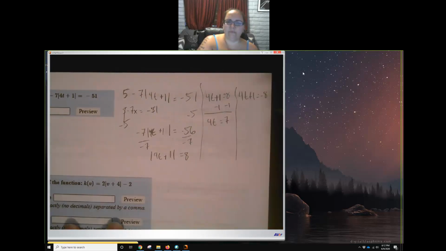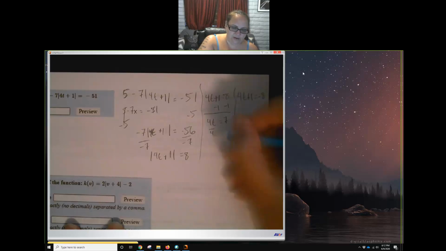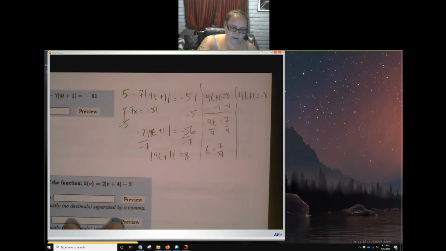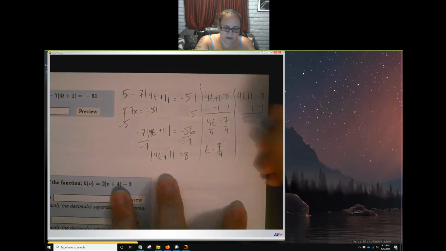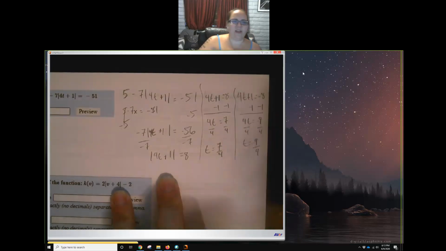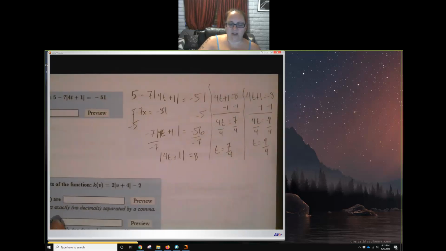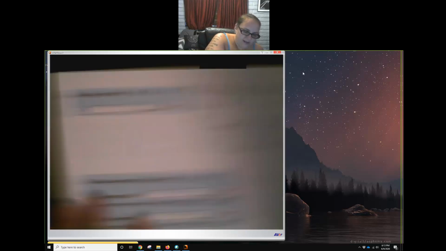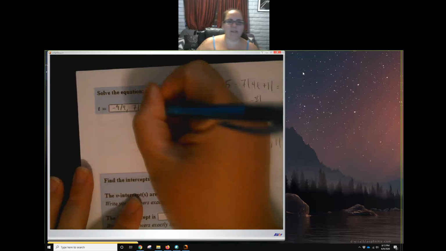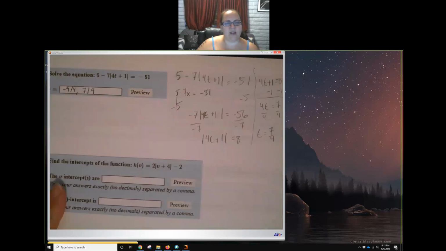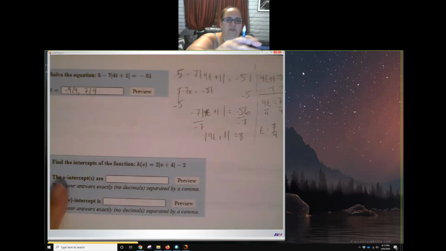7 divided by the 4. Same thing over here now, subtract the 1. Divide by the 4. So then my two answers are -9/4 and 7/4. Remember that Moore wants you to use commas to separate them. So -9/4, 7/4.